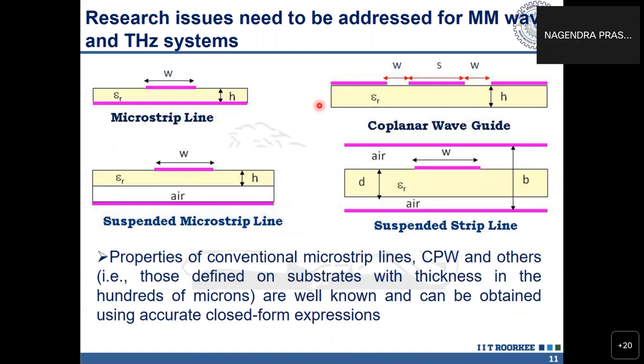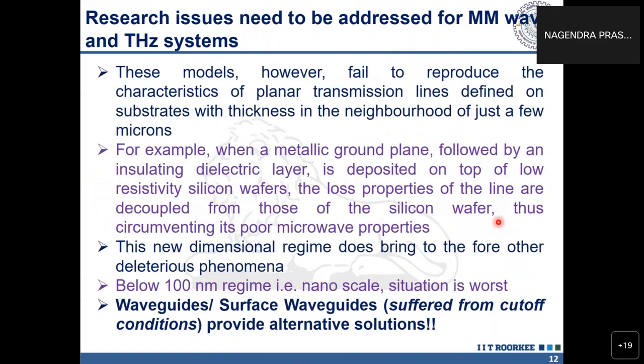at lower, microwave frequencies, say microstrip line, coplanar waveguide, suspended microstrip line or suspended strip line. You are familiar with these transmission lines, and you know that closed form expressions are there, and you can easily use them. But what happens if you try to use them at such a high frequency? You cannot directly use them, because the models which are easily applicable and give accurate results are at lower frequencies, meaning gigahertz, microwave frequencies.